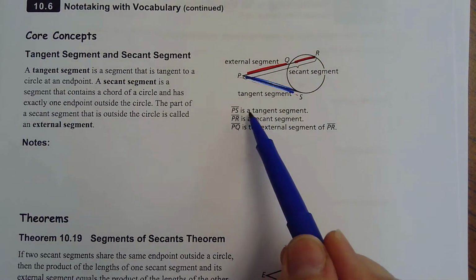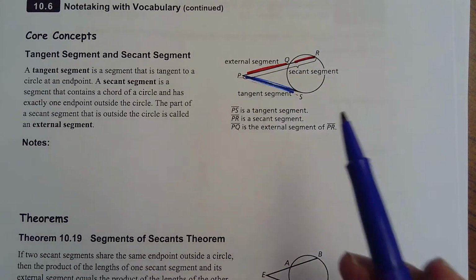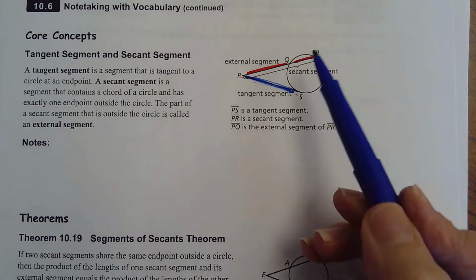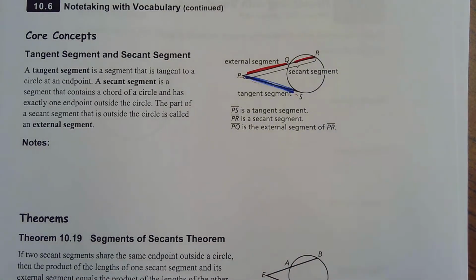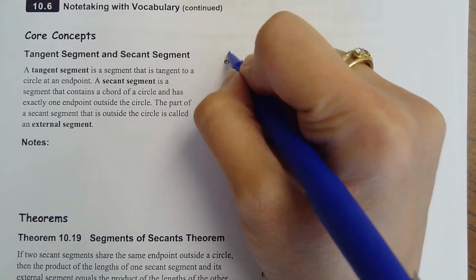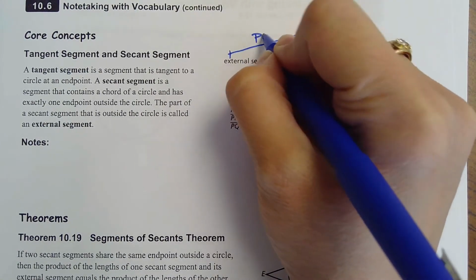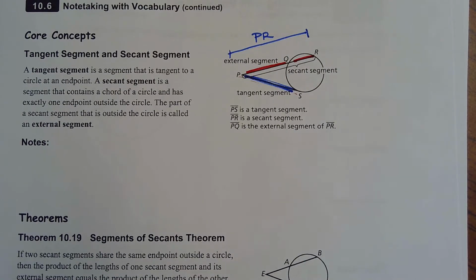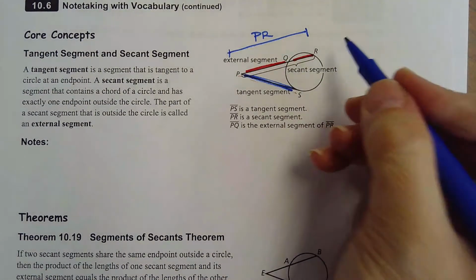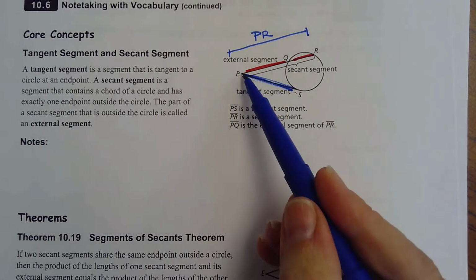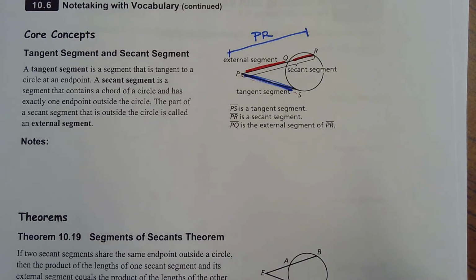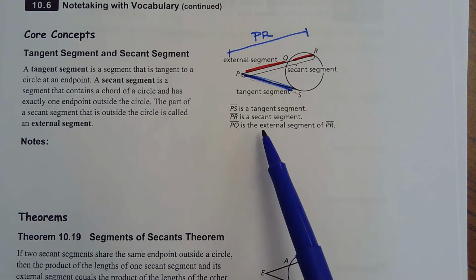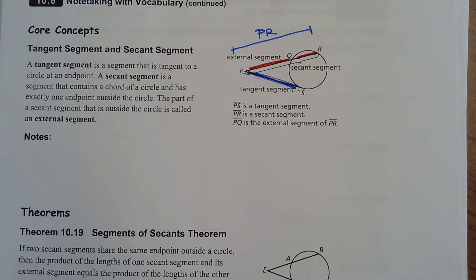First of all, P to S, this line segment PS, is called our tangent segment. P to R is called our secant segment. So this whole distance here, PR, is our secant segment. Secant means that it intersects the circle in 2 spots. We're calling it a secant segment because it's not a line, so it's not going all the way through. And then PQ is the part of that segment that's on the outside of your circle, so we say PQ is the external segment.